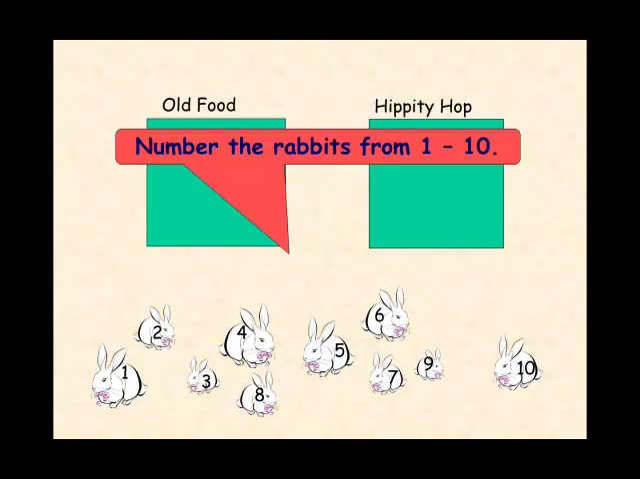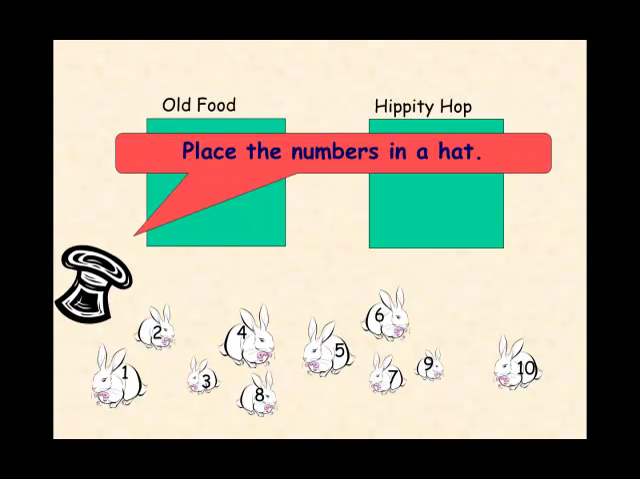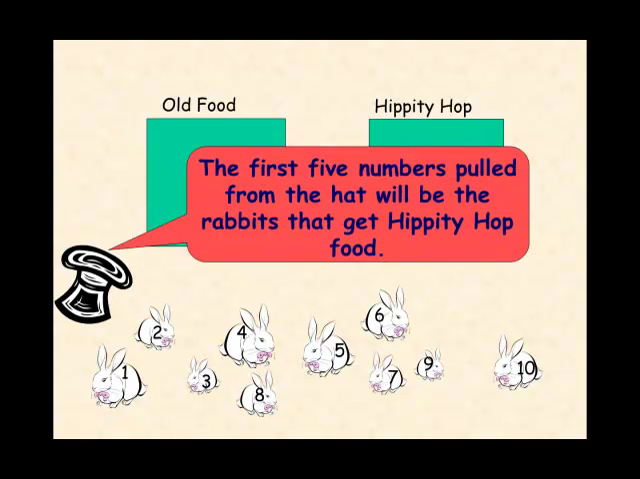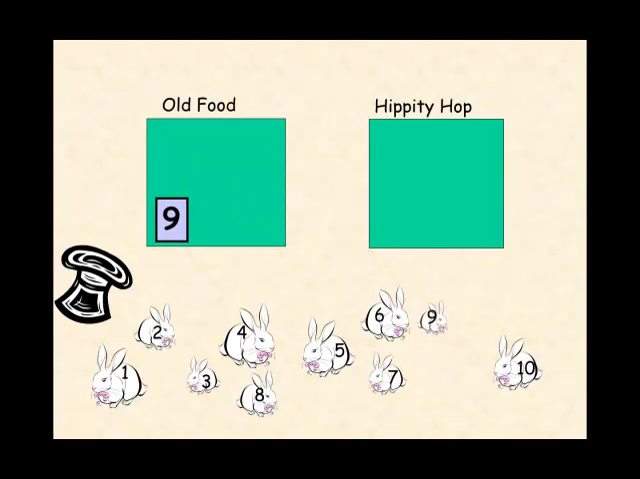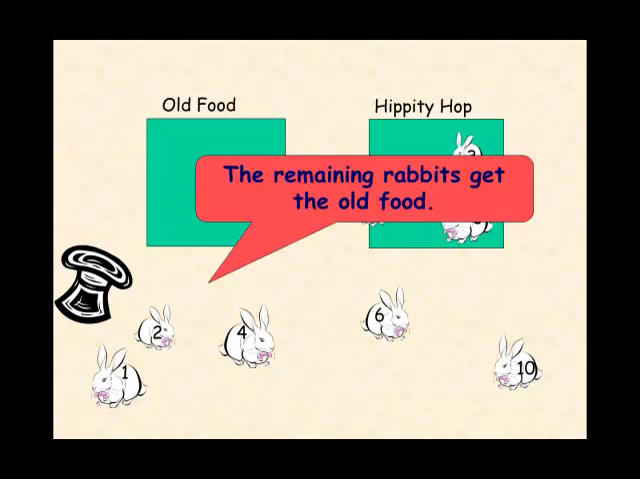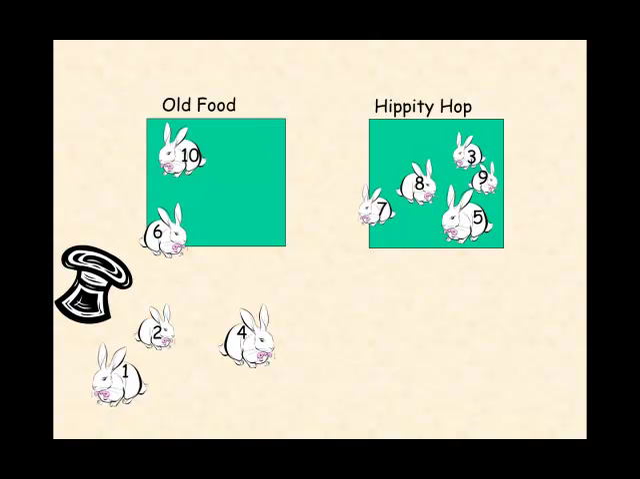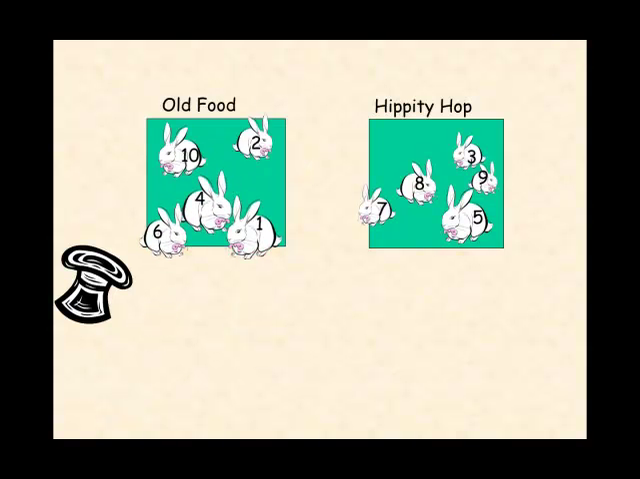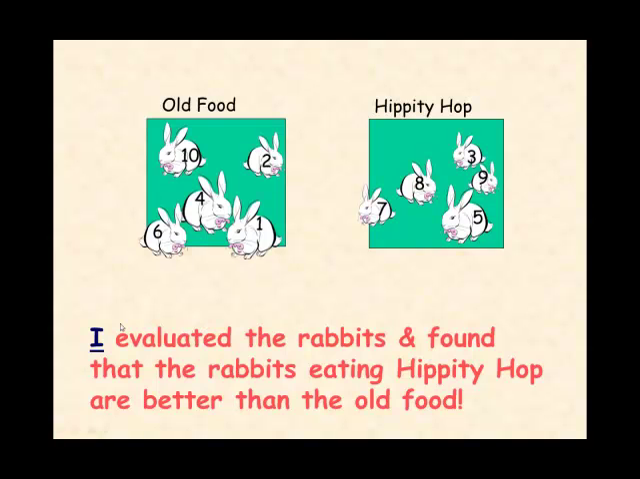So we number the rabbits 1 to 10, place the numbers in a hat. The first 5 numbers pulled from the hat will be the rabbits that get hippity hop food. This is our randomization. The remaining rabbits get the old food. I evaluated the rabbits and found that the rabbits eating hippity hop are better than the old food.